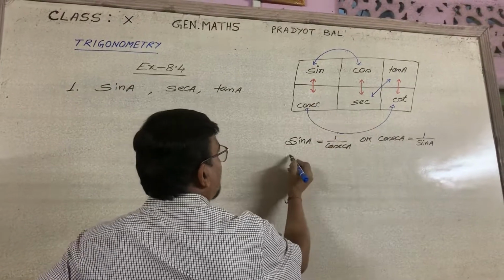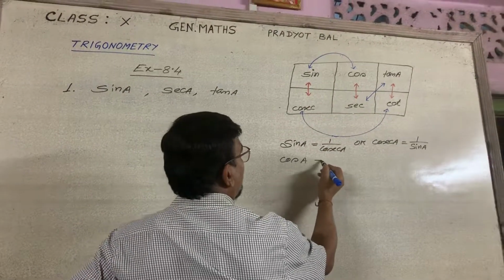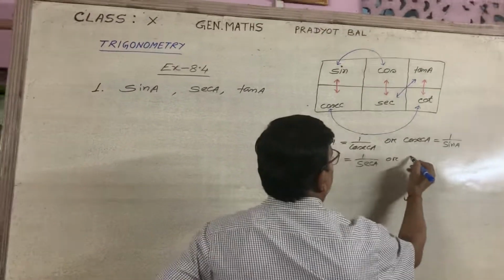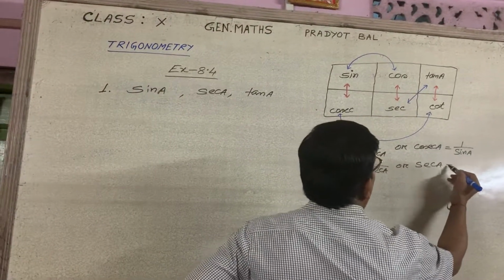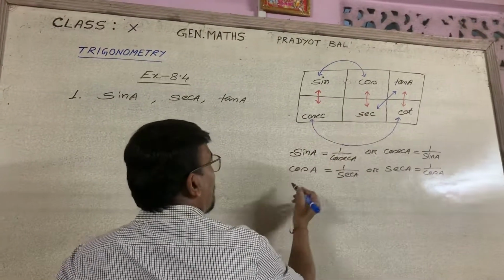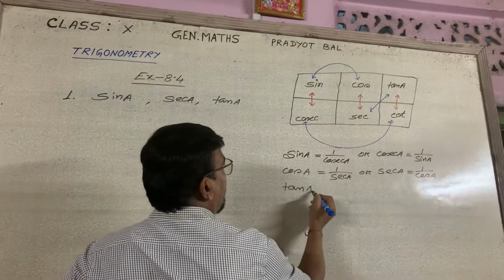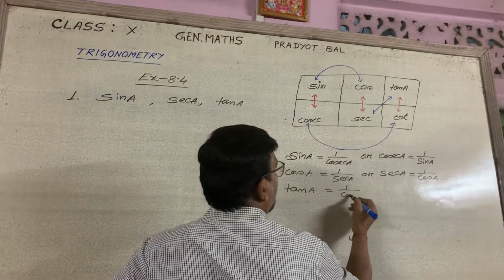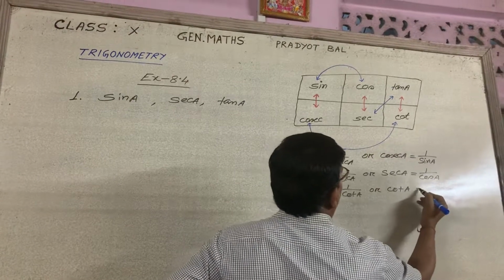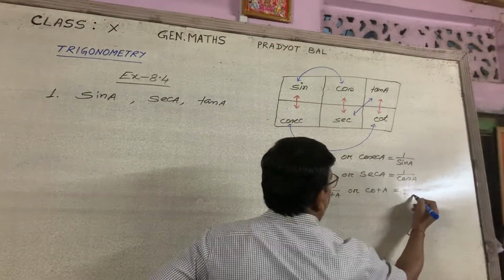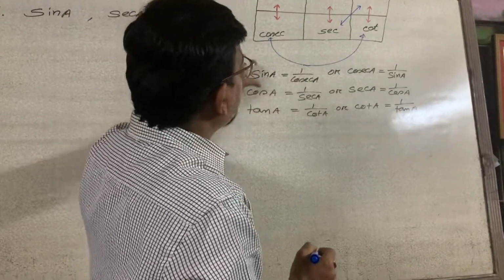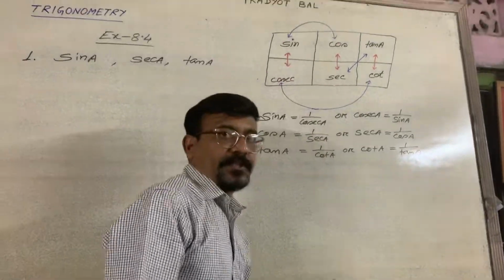Similarly, second part, you can have cos A is equal to 1 by sec A, or sec A is equal to 1 by cos A. For the third one, you can have tan A is equal to 1 by cot A, or cot A is equal to 1 by tan A. So these are the first three assumptions from the red colors.